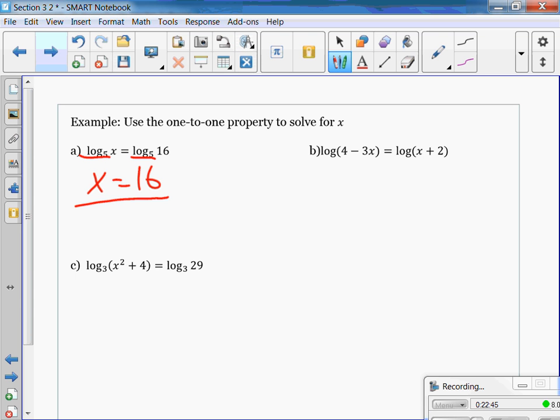For the second one here, we have the common log of 4 minus 3x equals the common log of x plus 2. So what do I do? Absolutely. Since I have the same log, same base, she said we set that 4 minus 3x equals x plus 2.